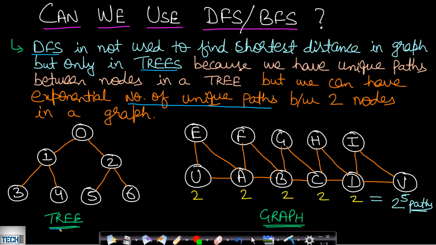So on the left hand side, I have drawn a tree. Now if you want to find the shortest path between, let's say, 2 and 4, then there will always be a unique path. So from 2 to 0, 0 to 1 and 1 to 4. Similarly, you can find the unique path from 5 to 6 and this will be like this. But in a graph, you will have an exponential number of such options for traversal, and then it will become very time consuming to calculate the shortest path.